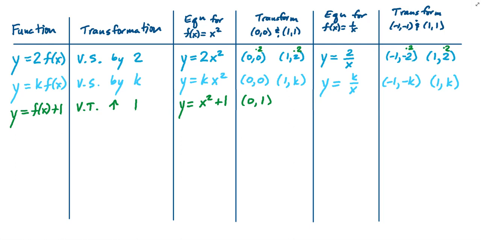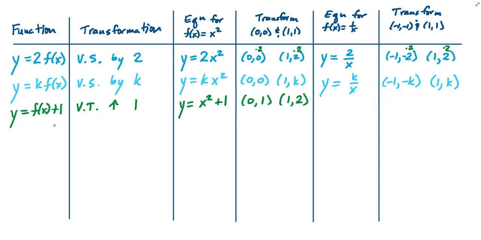How about 1, 1? Well, 1 is the output once f of x has been applied, but then we're adding one more 1. So x, of course, doesn't change, but y becomes 2. We're shifting the curve up by 1. You can see 0, 0 is now 0, 1. 1, 1 is now 1, 2. Both points have gone up by 1.